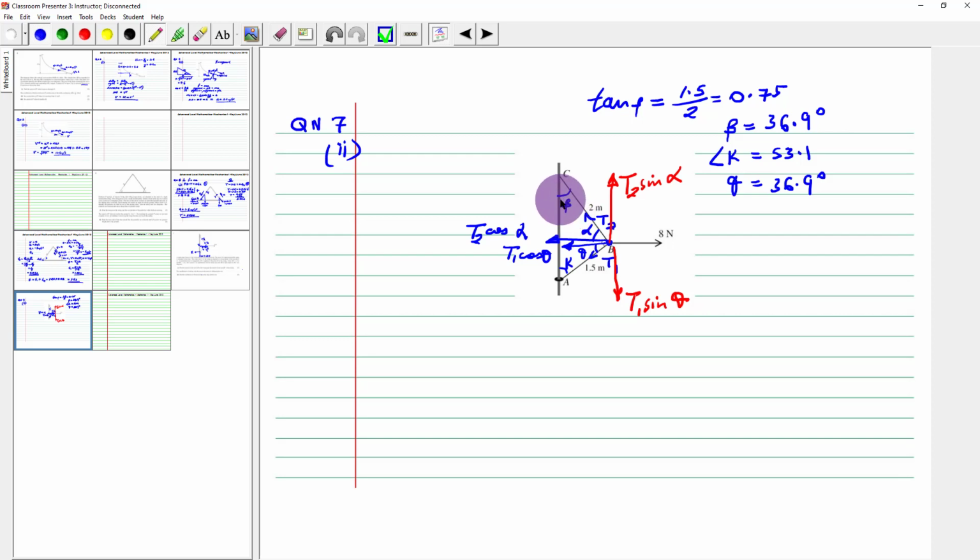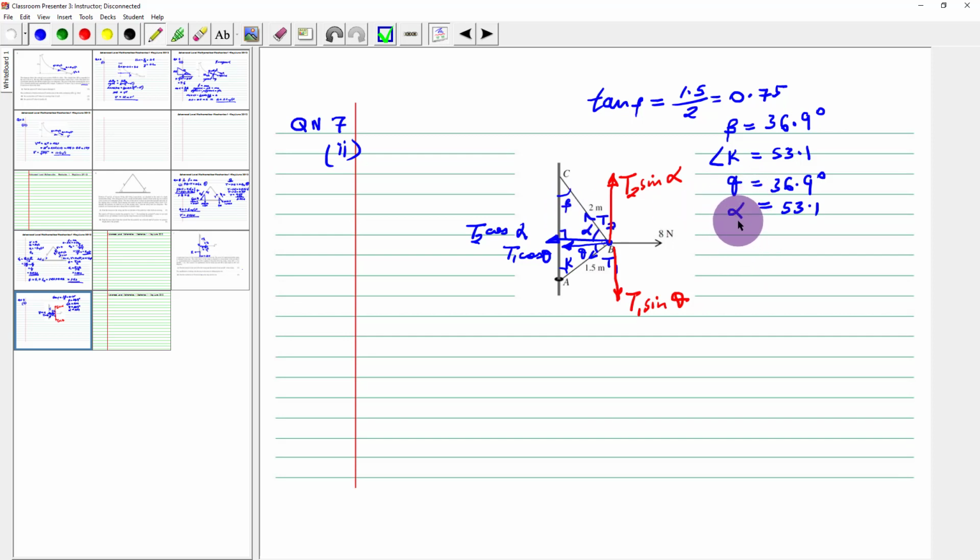Now let me go to this other triangle here. I know beta is 36.9. And again, this angle here is 90 degrees. So I know that alpha is actually 53.1, because I just need to subtract beta from 90 degrees to get that.